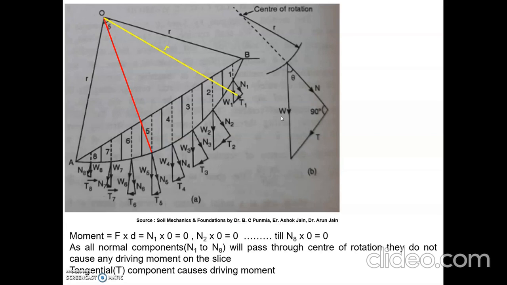We know that weight of the soil mass, that is W, is responsible for the failure of the slope. Now we will check whether its components are responsible for the rotation, that is the downward movement of the soil mass. We know that the components of the weight are normal component N and tangential component T. So we will check whether normal component will cause rotation or not, and also we will have to check whether tangential component will cause rotation or not. To begin with, we will check whether normal component is responsible for the rotation.